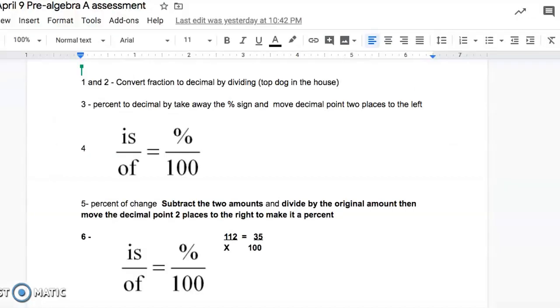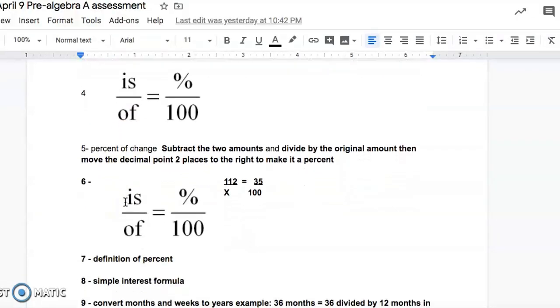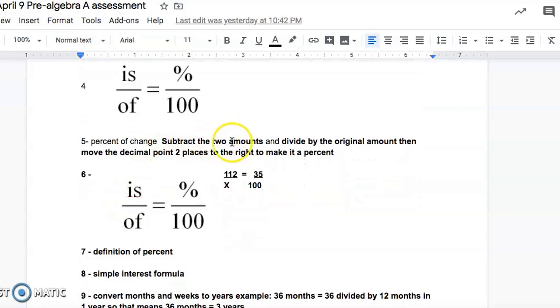Number 5. Percent of change. Subtract the two amounts and divide by the original amount. Then move the decimal point 2 places to the right to make it a percent. So I know that sounds like a lot. Just follow along exactly what I'm telling you. Subtract the two amounts and divide by the original.